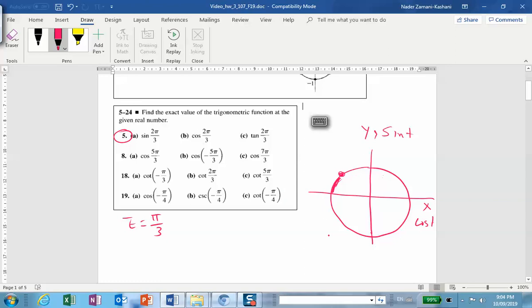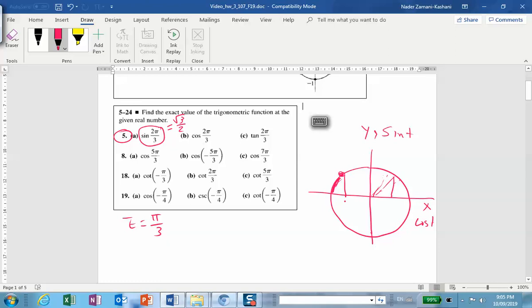So here's pi over 3. You can see that pi over 3 is over here. They have the same sine, so you have to know sine of pi over 3, and that was root 3 over 2. So this is also root 3 over 2. Look, this height is the same as that height, and this was the height of pi over 3, which is root 3 over 2.